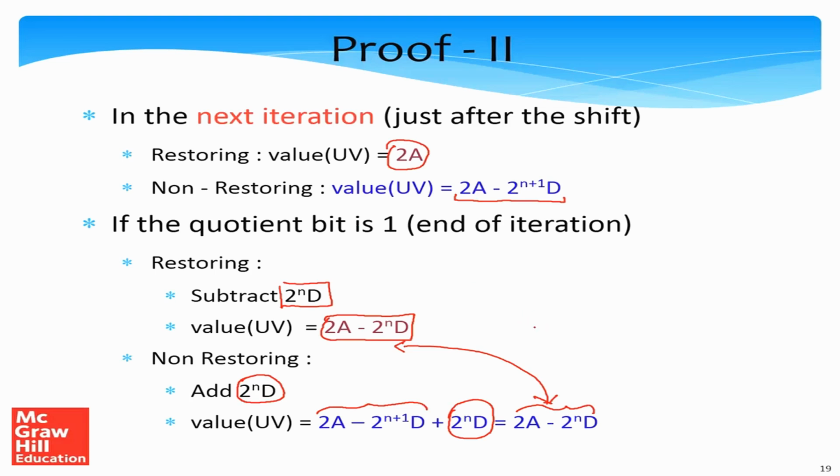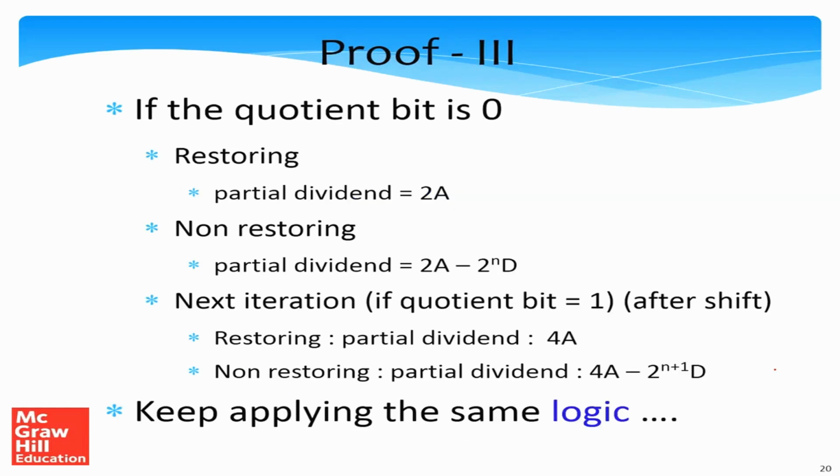Just continuing in an overview style, whenever we set the quotient bit to 1, we will find that the value in the UV register, discounting the quotient bits, between the restoring and non-restoring will be the same. Otherwise, the restoring algorithm will continue to set the quotient bits as 0, and the non-restoring algorithm will continue to also set the quotient bits as 0, and whenever the quotient bit is set to 1, both the algorithms will have the same state, in the sense all the registers will have the same set of values.